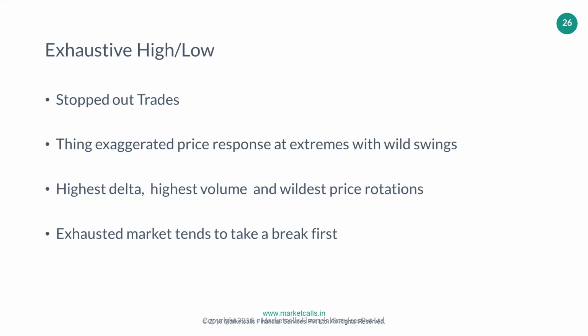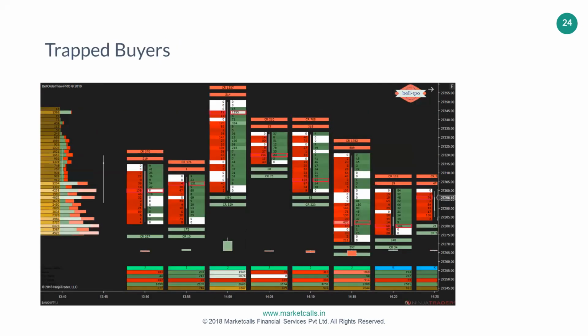So exhaustive high or exhaustive low are kind of stopped out trades. Where things get exaggerated, where price responds at the extremes with wild swings, it will be mostly characterized by highest delta, high volume, and wildest price rotations. There are a couple of ways you can identify an exhaustive high or an exhaustive low. One example is that you'll find a lot of zeros over here. As I said, a lot of zeros is one characteristic of an exhaustive high, where the range of the candle is really, really big, and you're going to see a lot of zeros at the tops. That is a real sign that it could be an exhaustive high.